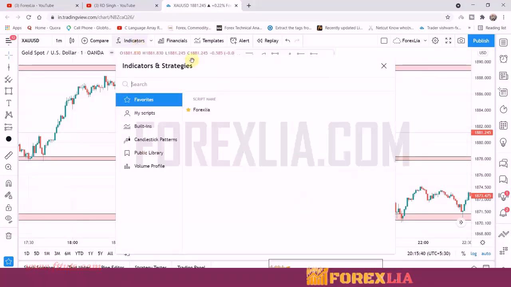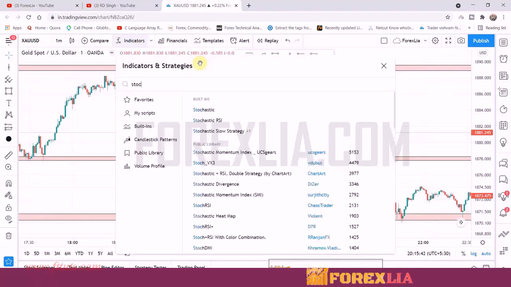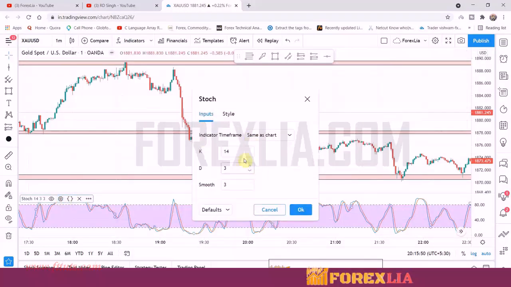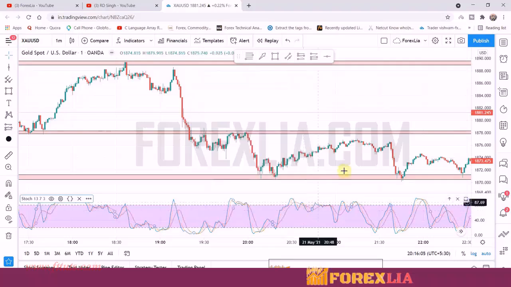First of all, you have to go to the indicator here and type stochastic at the top, click on basic stochastic and apply it. If you want, you can use its basic settings, although I always change the settings. I change some settings of this indicator: the value of K is 13, the value of D is 7, and in smoothing I make it 3.